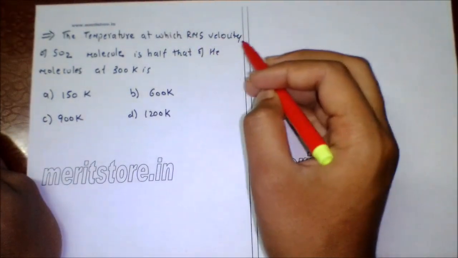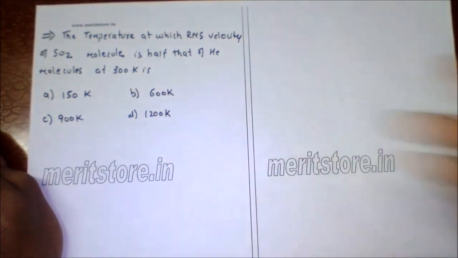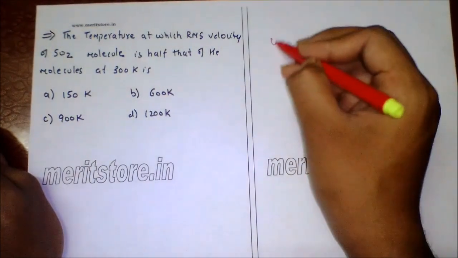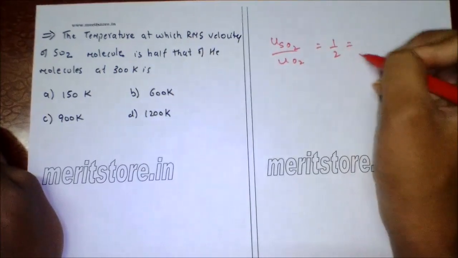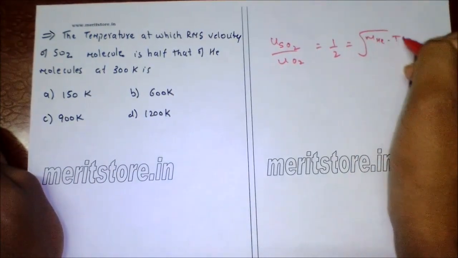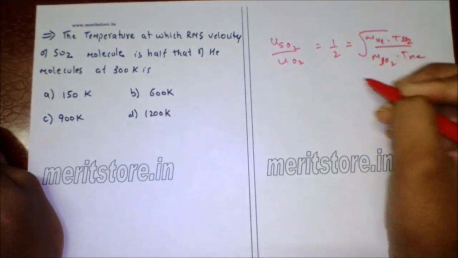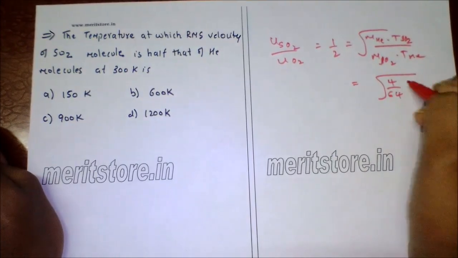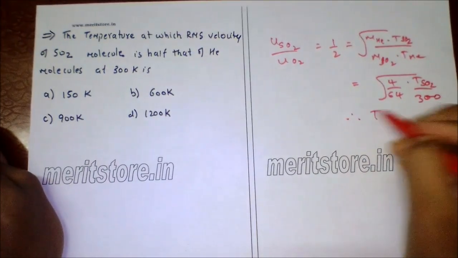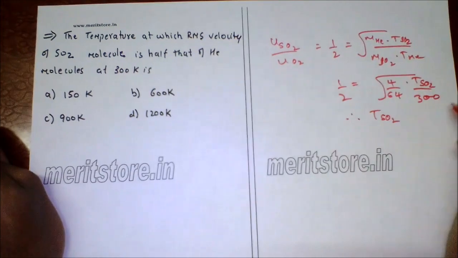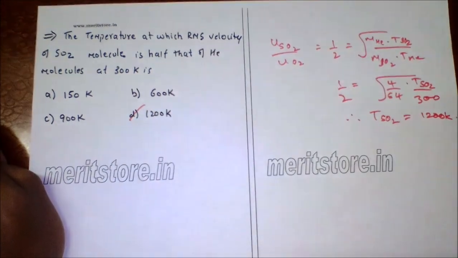The temperature at which RMS velocity of SO2 molecule is half that of helium molecule at 300 Kelvin. So RMS velocity of SO2 and of helium is equal to half. So mass of helium into temperature of SO2 divided by mass of SO2 into temperature of helium. So putting the values, we get 4 divided by 64. Therefore, temperature of SO2, on solving this equation, we get 1200 Kelvin. So option D is the correct answer.